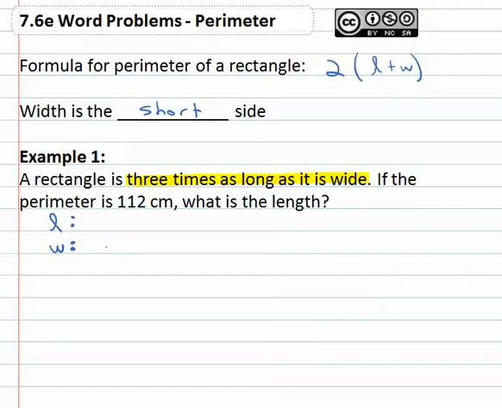How wide is it? Well, we don't know, so we'll make that our variable. The length is 3 times that, so that must be 3x. So if we add that together, there's a total of 4x's. That's adding the length plus the width, but we still need to multiply that by 2 to get the perimeter. So we'll multiply that by 2, and that will equal our perimeter of 1/12.